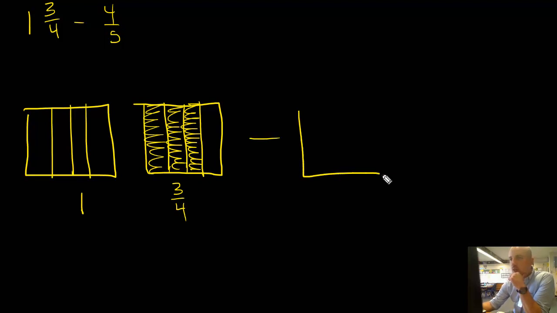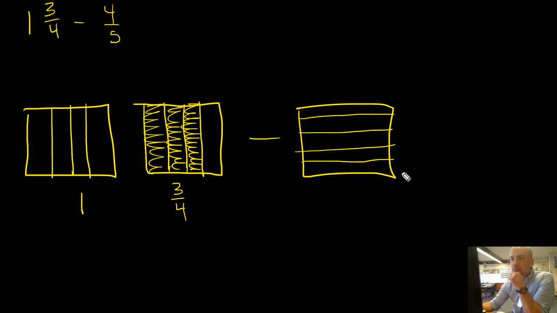And then let's subtract out 4/5. So I'm going to go draw 4 lines. And I have 4 of them. So there's this one, this guy, that's 2. This guy, that's 3. This guy, that's 4.